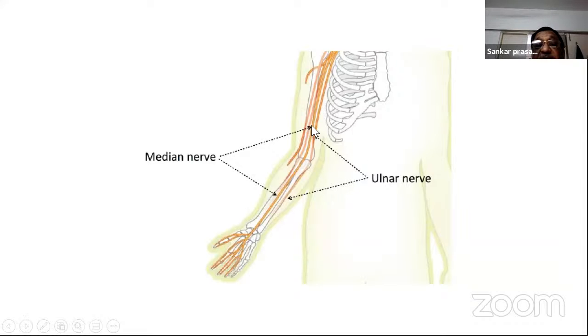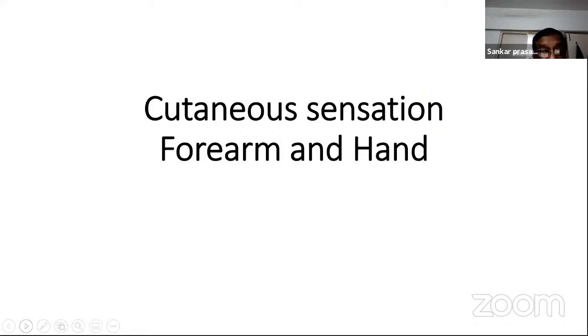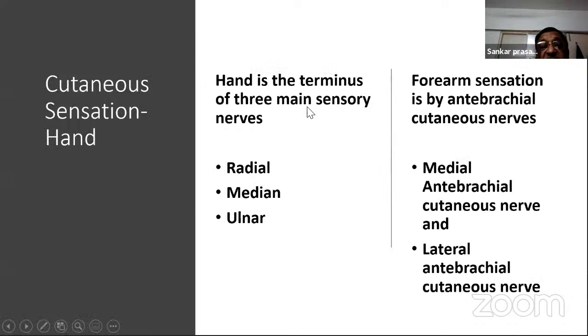So the median nerve is visible here, and the ulnar nerve. So we have median, ulnar, and radial nerve distributions in the hand. Now there is some importance about the cutaneous sensation of the forearm and hand, which I have already elucidated. The hand is the terminus of the three main sensory nerves: the radial, median, and ulnar. If you ask what is the area for radial nerve testing, it is the first dorsal web space over the first dorsal interosseous muscle. The tip of the index is for the median, and the tip of the little finger is for the ulnar.